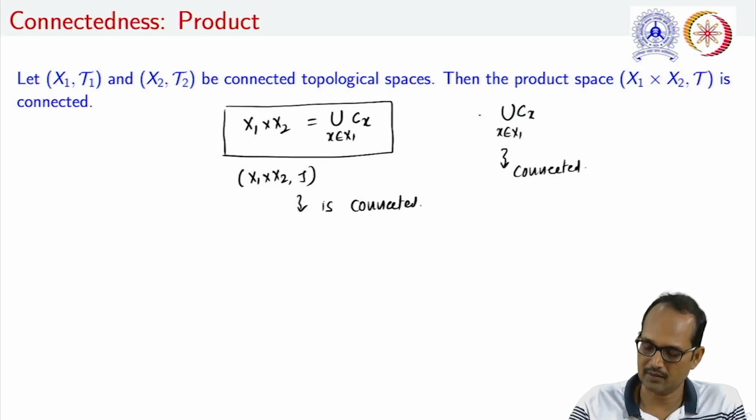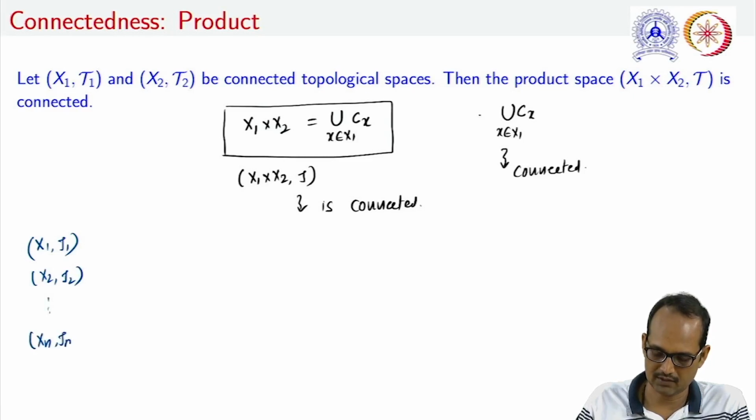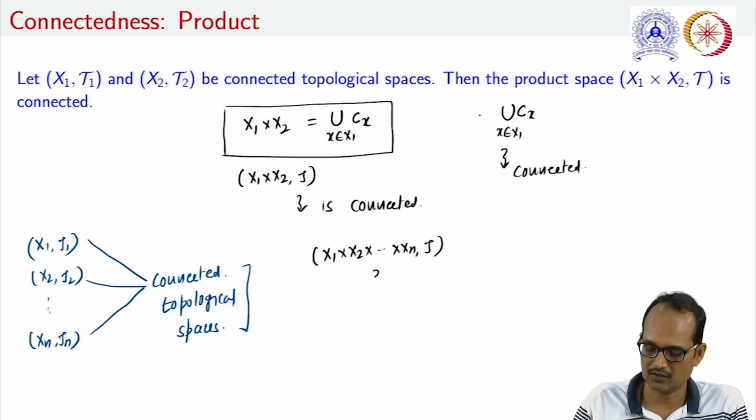Further, if we have a finite number of topological spaces, let us take x1 tau 1, x2 tau 2, continue up to xn tau n, and these are connected topological spaces, we can generalize our result and conclude that the product topology on the Cartesian product of these sets is also connected.